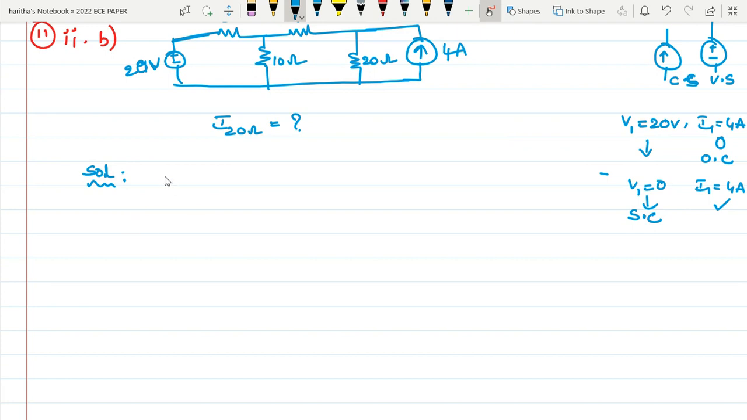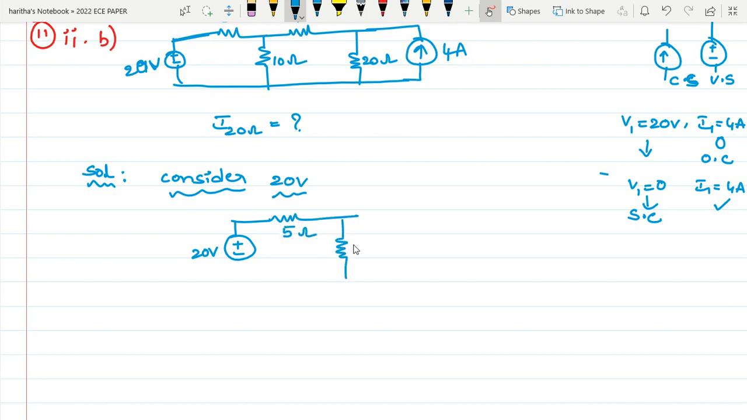So first, I'm considering the 20 volt source. Considering 20 volts means I'm making the 4 ampere source 0. How can you make it 0? Redraw the circuit. This is 20. This is 5. This is 10. 10 ohm. And this is 20 ohm. And there is no current source here. I'm not drawing it. It is open circuited.